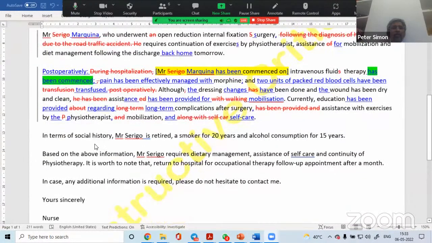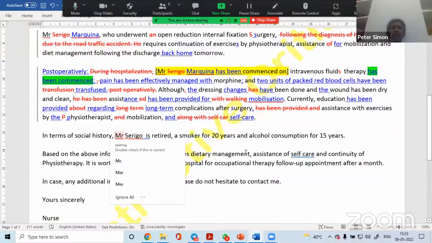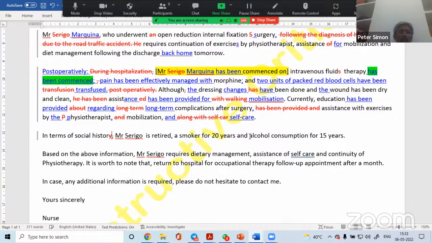Next one. In terms of social history, why do you want to write in terms of social history? This is not social history. This is personal history. Smoking for 20 years is personal history, not social history. It is nothing related to the society. So it's all personal. Smoking for 20 years, consuming alcohol for 15 years. It's purely personal. It's habits.